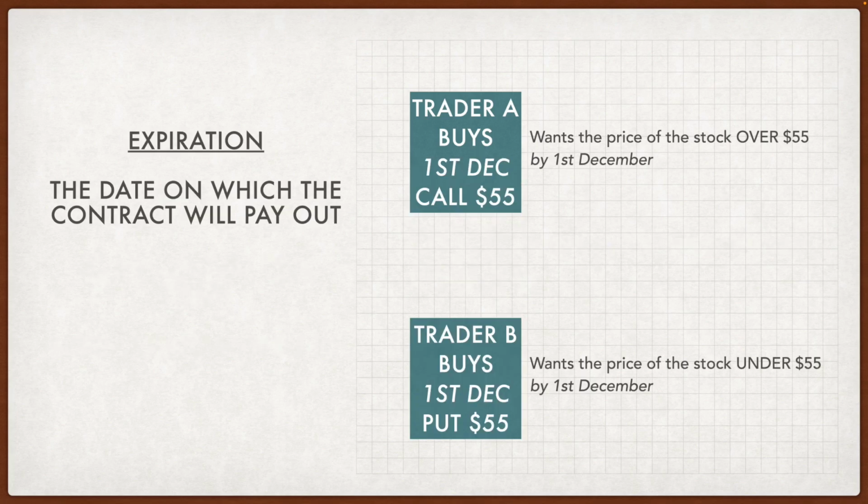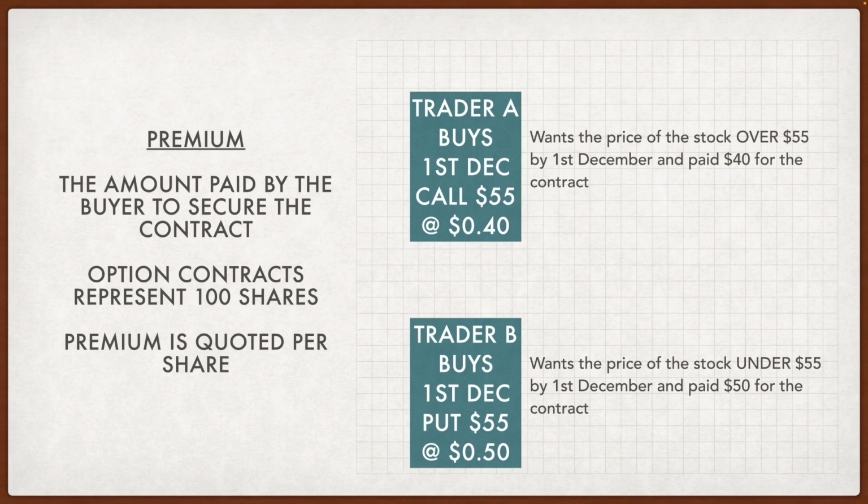So, expiration is the other major part of an option contract. This is the date on which the contract will end and winnings will be paid out. So Trader A and Trader B have both purchased the same contract, which is going to expire on the 1st of December. Premium is the amount that a contract is paid for. So Trader A has paid $40 for his call, and Trader B has paid $50 for their put.